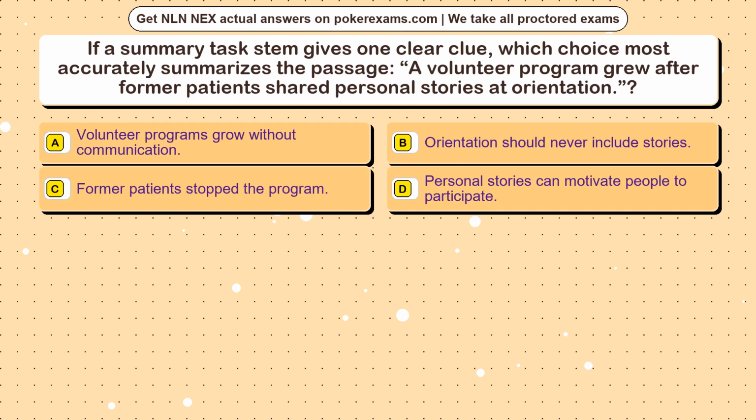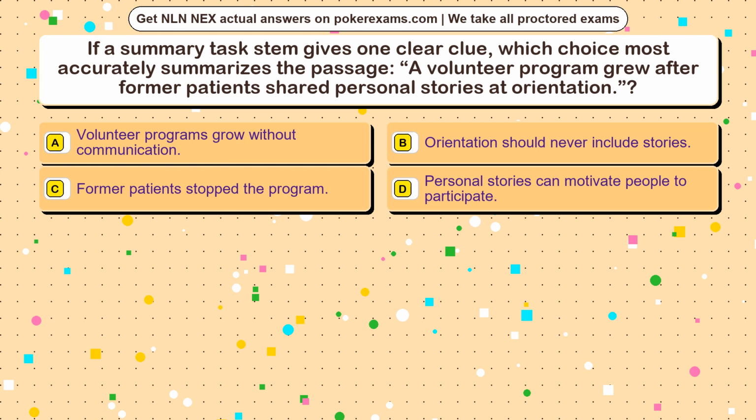Question 4. If a summary task stem gives one clear clue, which choice most accurately summarizes the passage? A volunteer program grew after former patients shared personal stories at orientation. Option A, volunteer programs grow without communication. Option B, orientation should never include stories. Option C, former patients stopped the program. Option D, personal stories can motivate people to participate.